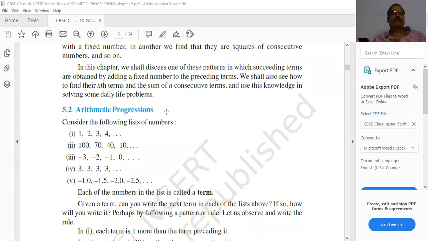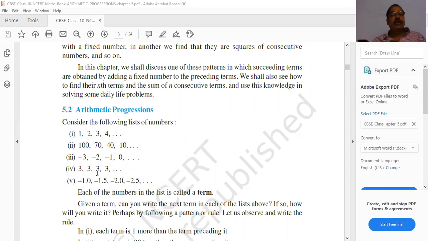Now arithmetic progression means, see, 1, 2, 3, 4: 1 plus 1 is 2, 2 plus 1 is 3, 3 plus 1 is 4. Yes, it is in arithmetic progression. 100, 70, 40, 10: 100 minus 70 is 30, 70 minus 30 is 40, 40 minus 30 is 10. Yes, it is in decreasing order. And then again minus 3, minus 2, minus 1, 0. Yes, plus 1, plus 1, plus 1, adding 1.